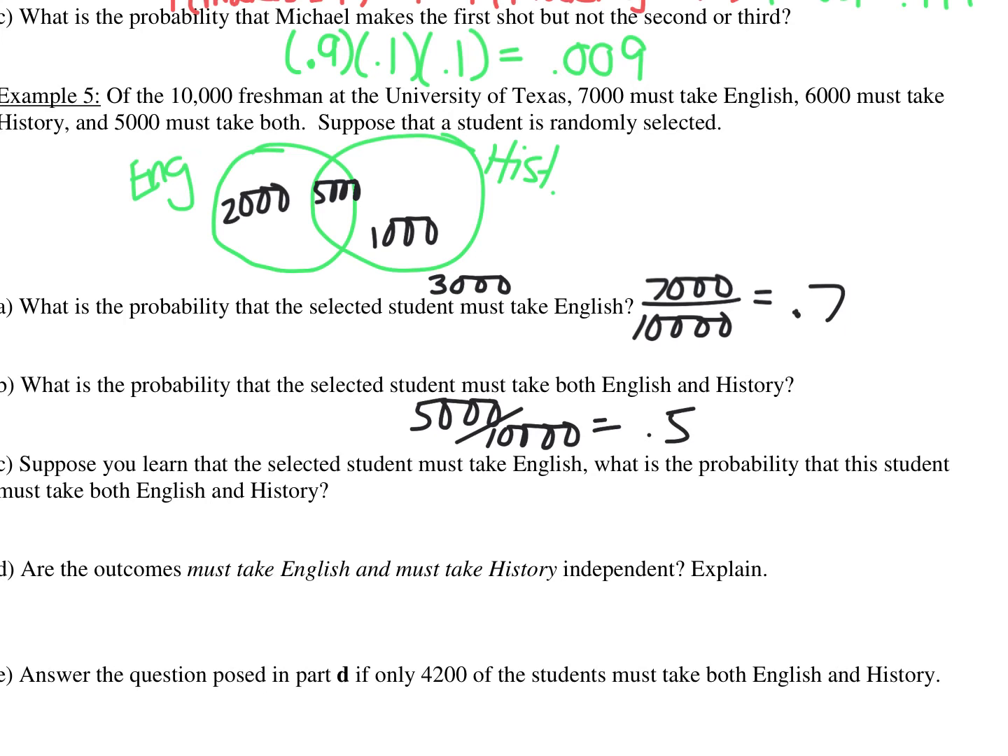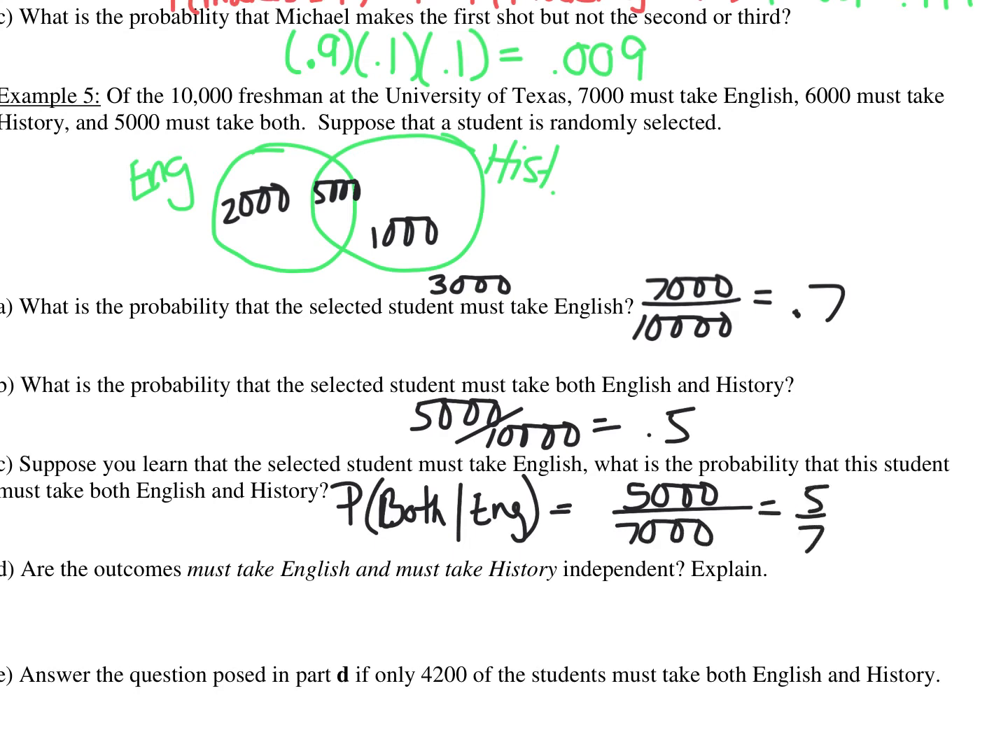Suppose that you learn that the selected student must take English. What is the probability that this student must take both English and history? So that's really saying probability of both, given that they are taking English. So that's your intersection of the two. So that's 5,000 divided by the probability of just taking English. So we got 7,000 just taking English. So this is 5/7 or 0.71428 approximately.